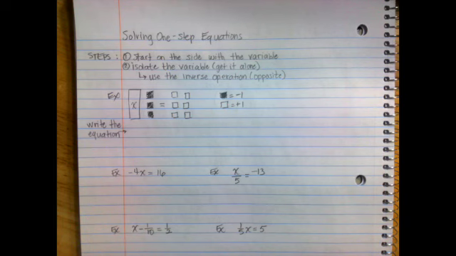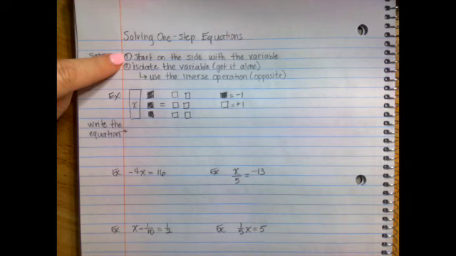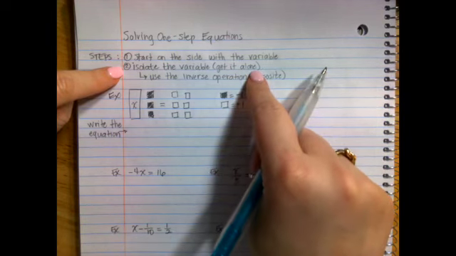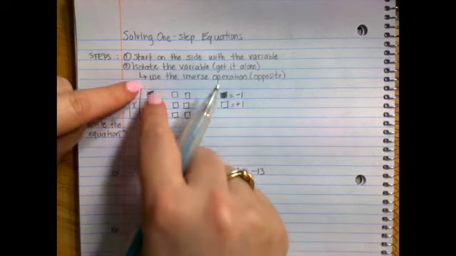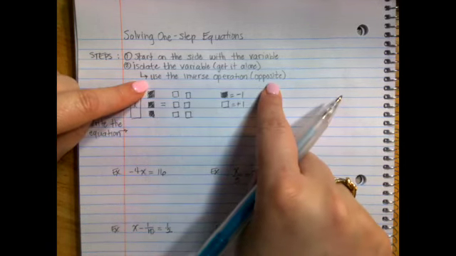This tutorial is about solving one-step equations. We have a couple of steps we need to follow. Step 1, start on the side with the variable. Step 2, isolate the variable, meaning get it alone. In order to do this, you need to use the inverse operation, which means use the opposite.